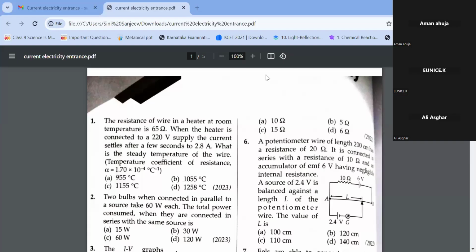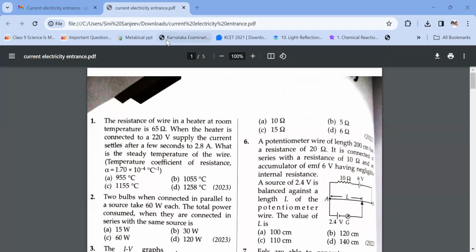I think you're able to all see the screen now, correct? Yes. For better bandwidth, I'm just switching off my video.